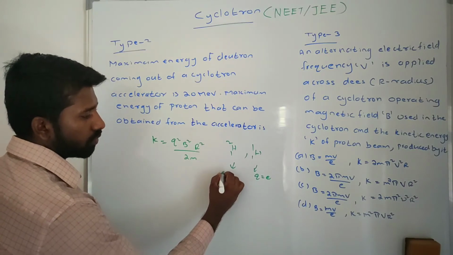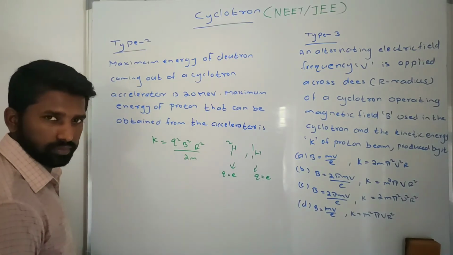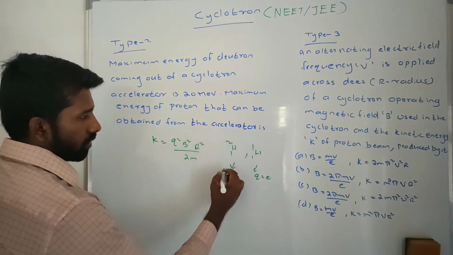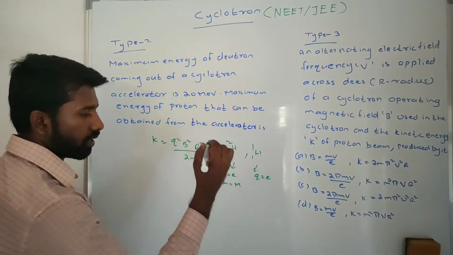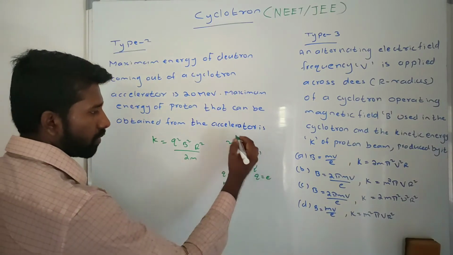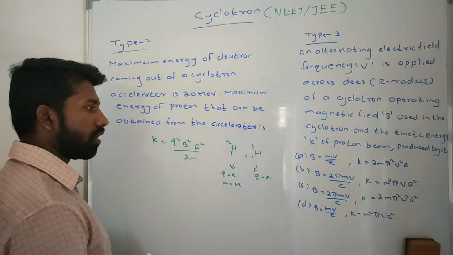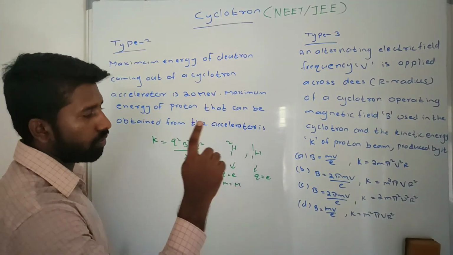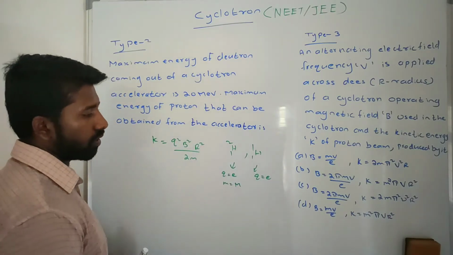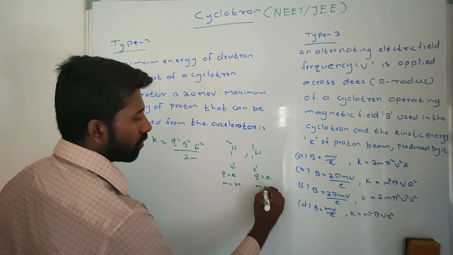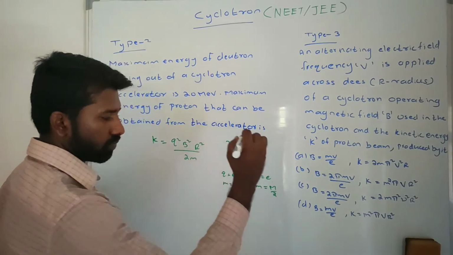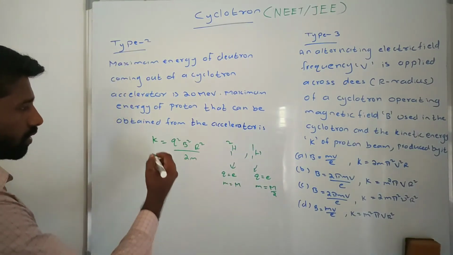What about the charge of the neutron? That is also E. If I take the mass of the neutron, I will take it as capital M. What about the mass of the proton? The proton has only one nucleon, while the neutron has two nucleons. So the mass of the proton becomes M by 2. Okay, so this will be given.